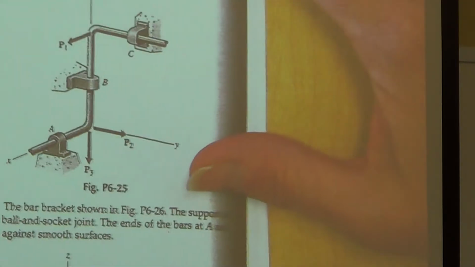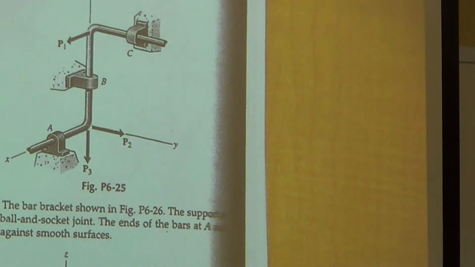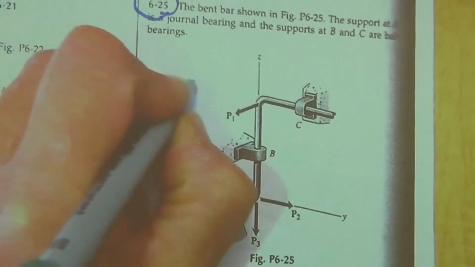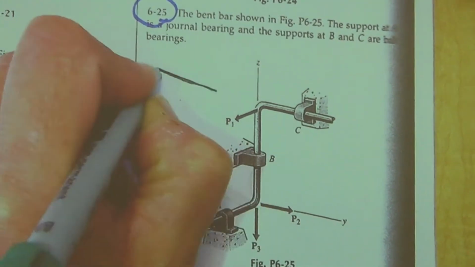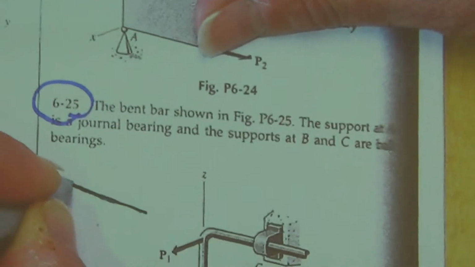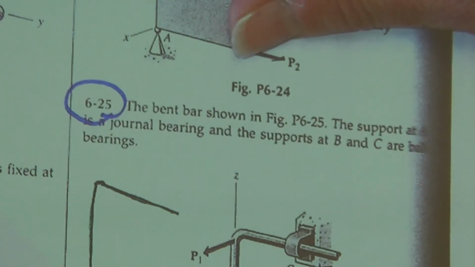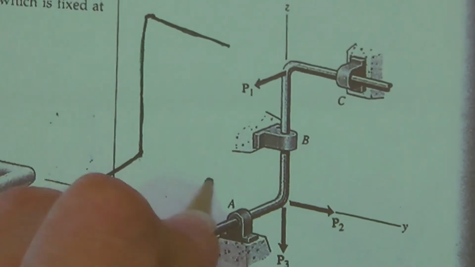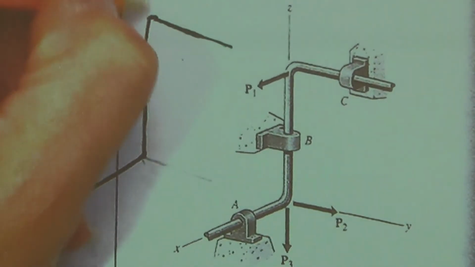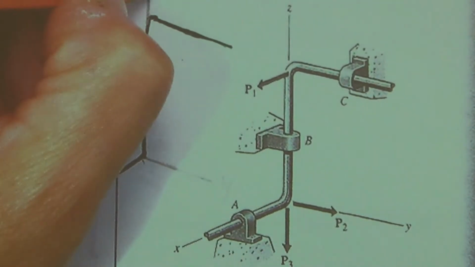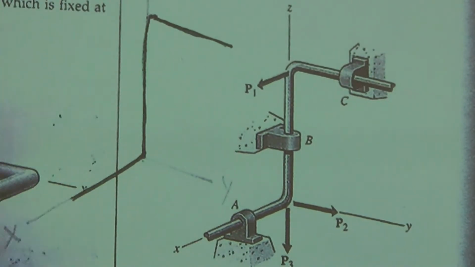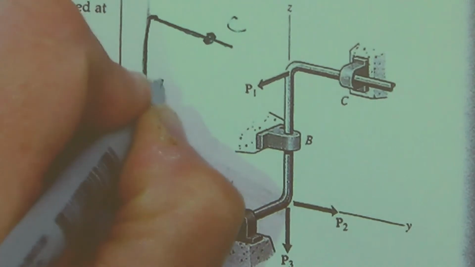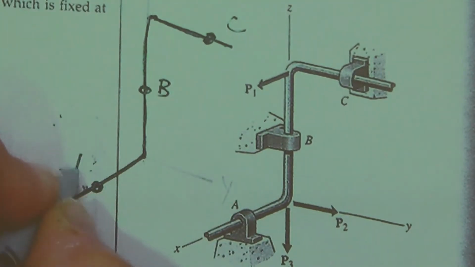Okay, so let's look at 25. It says the bent bar. So they wanted us to draw a free body diagram of the bent bar. Here's C, here's B, and here's A.